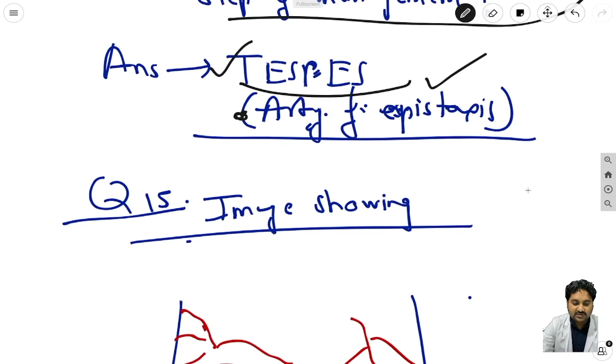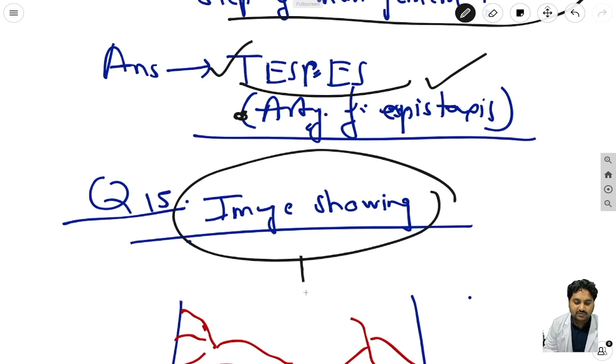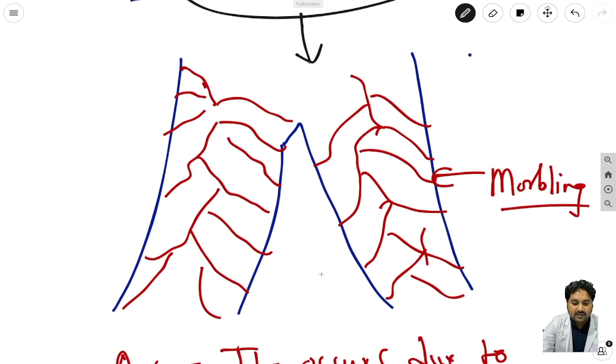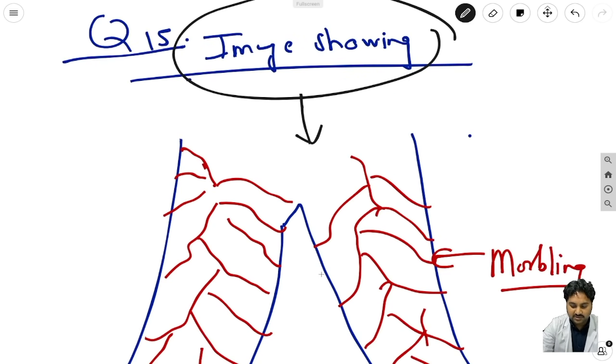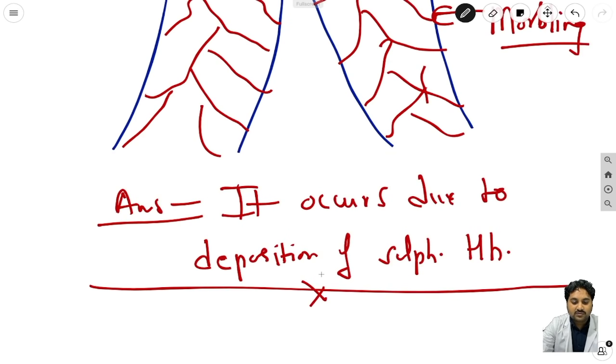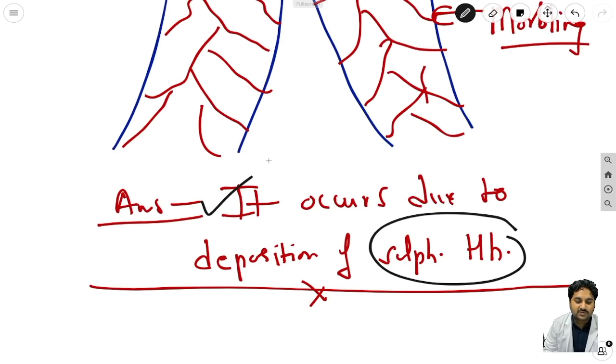Now I just try to draw some image showing this, a marbling in the legs. This photo is just a part of the remembrance. So it occurs due to deposition of sulfhemoglobin. So this is the best possible answer.